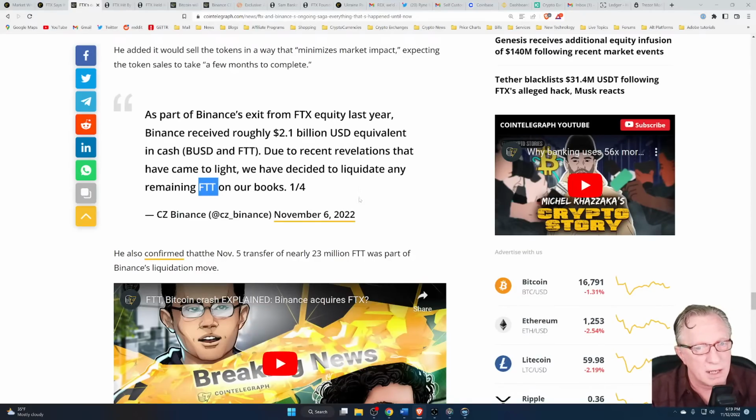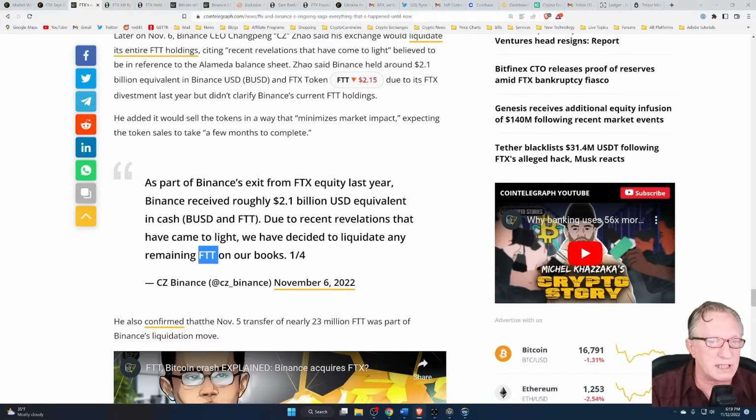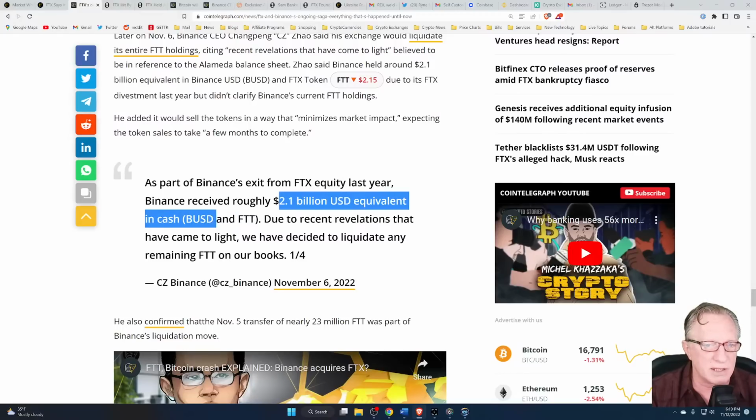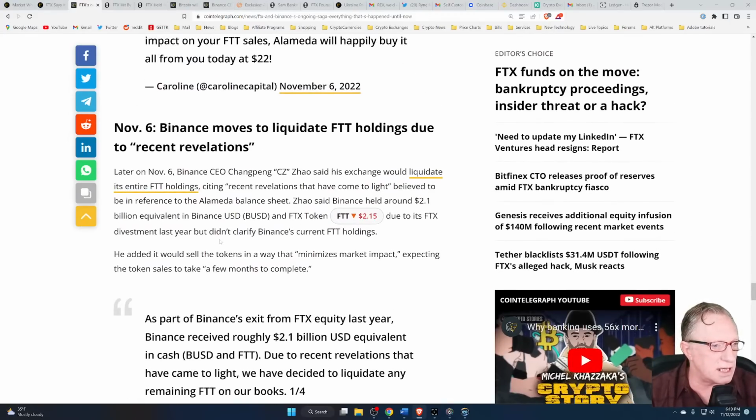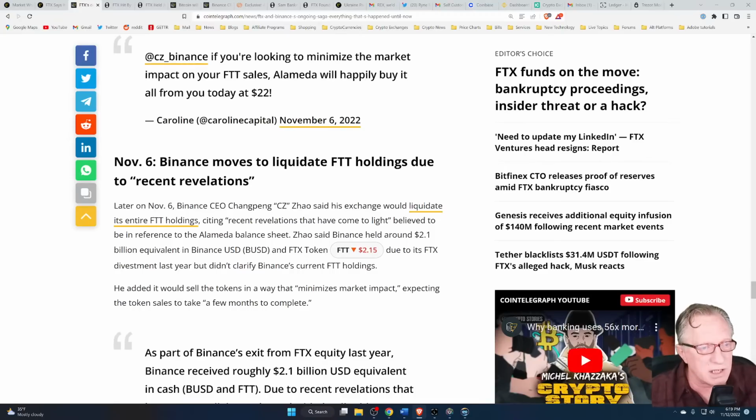which seemed odd to him. Now, if you're not aware, Binance also invested in FTX early on, and Binance held about $2 billion worth of FTT tokens at one point, right? So Binance received roughly $2.1 billion US dollar equivalent in cash, Binance USD, and FTT tokens. So CZ, the CEO of Binance, noticed something strange was going on and started questioning this. So Binance decided to liquidate its FTT holdings.